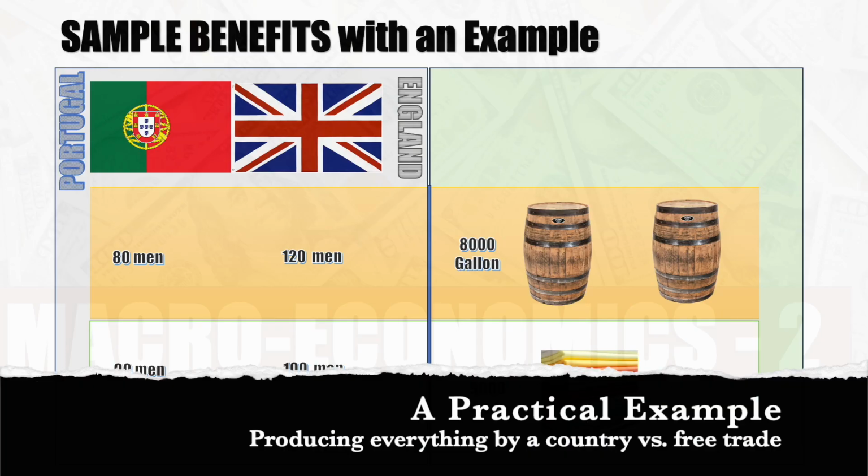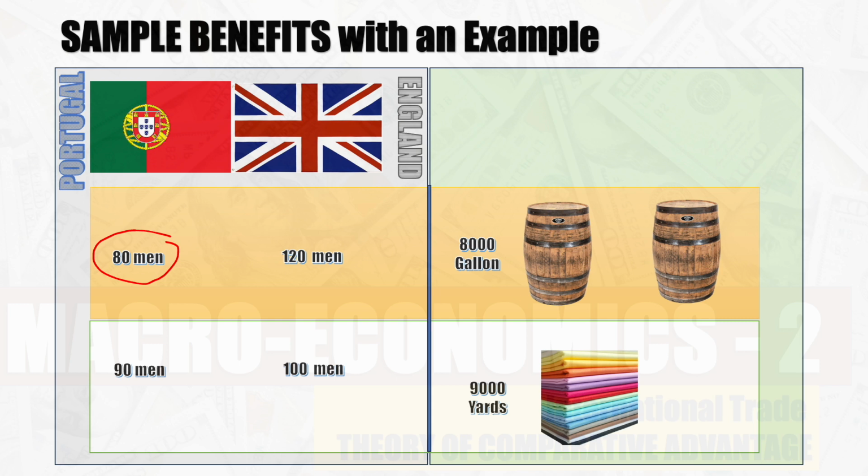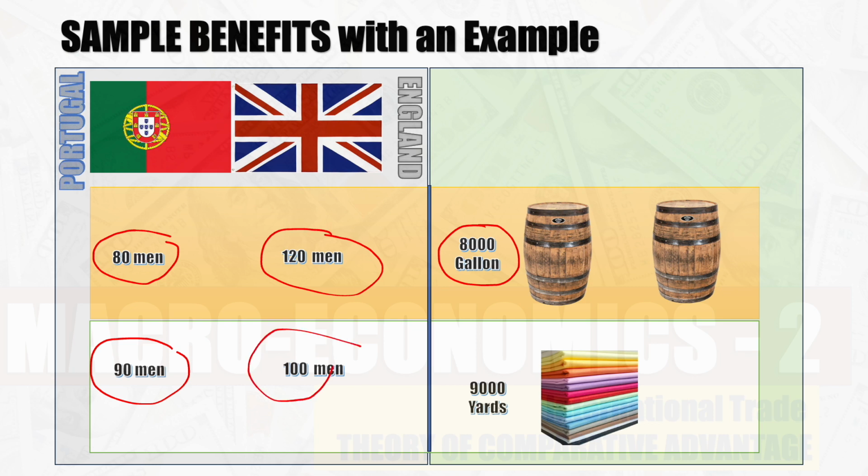Let's see it with an example. We have Portugal and England, and we are seeing here that in Portugal, 80 men can produce 8,000 gallons of wine, let's say in X amount of time. In England, 8,000 gallons are produced by 120 men in the same X amount of time. Similar thing for cloth also. 90 men can produce 9,000 yards of cloth in Portugal, and in England, it is 100 men who produce the similar amount of cloth in the similar time.